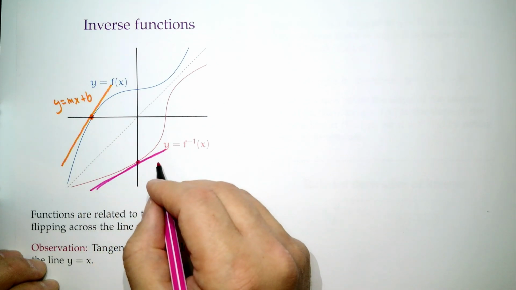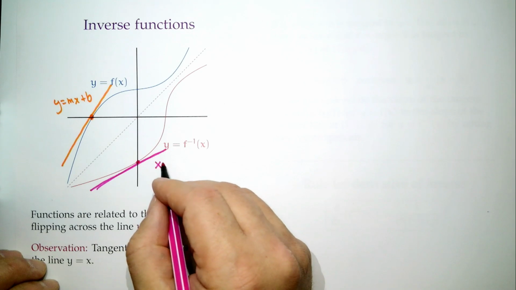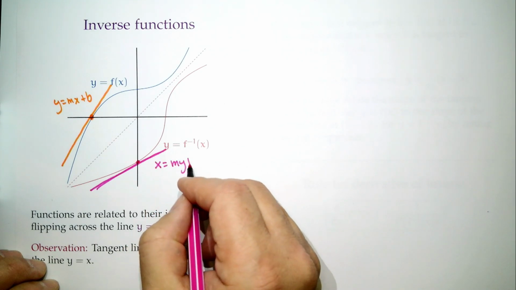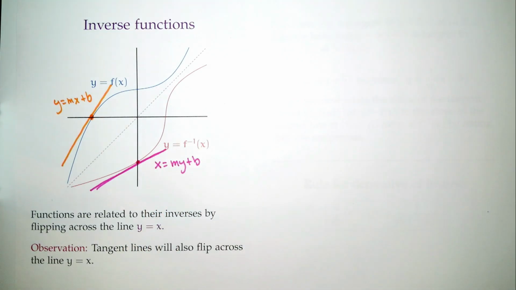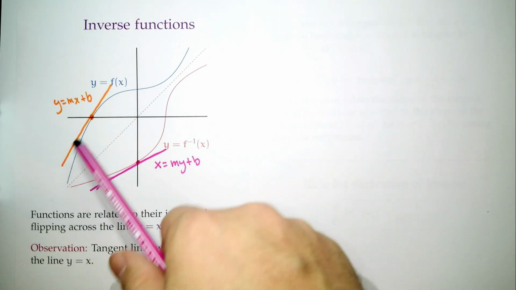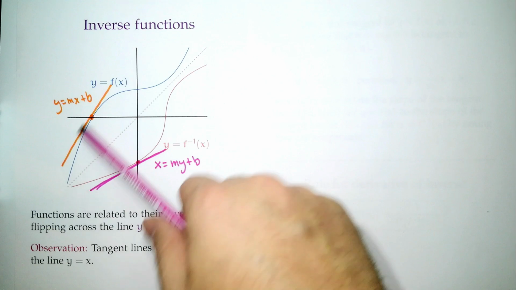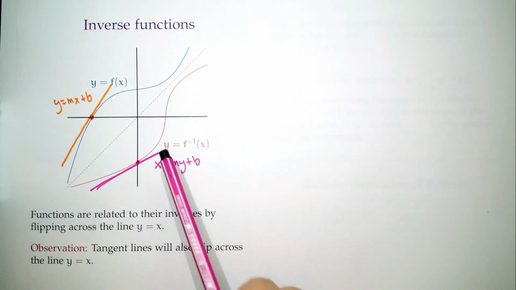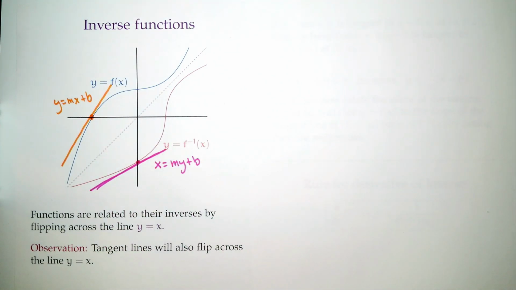And this is another line. Well, what line? x equals my plus b. Because remember that to get inverses, what do you do? You swap x and y. Okay, so I say, aha, there's a nice relationship between tangent lines to the original function and tangent lines to the inverse function. Well, that's pretty good.